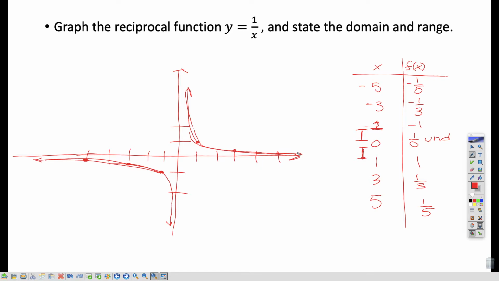Okay, so what's the domain? All real numbers, except for 0. So x such that x cannot equal 0. Today is the last day I will personally use set notation. I will be using set notation. I will not be using interval notation after today.